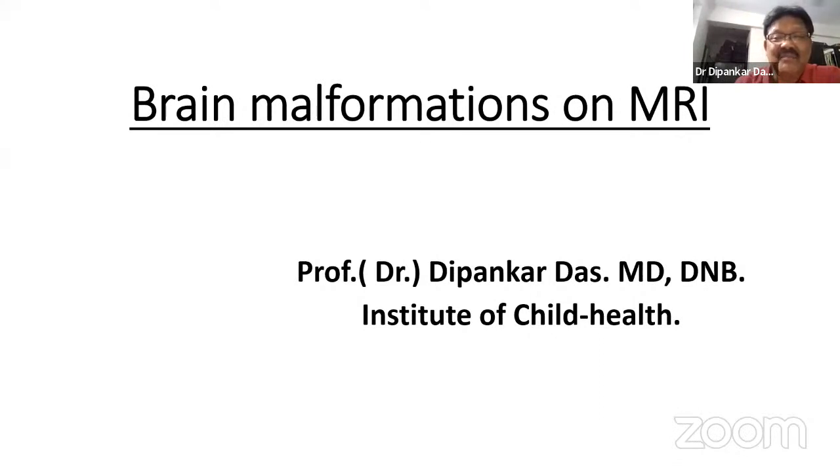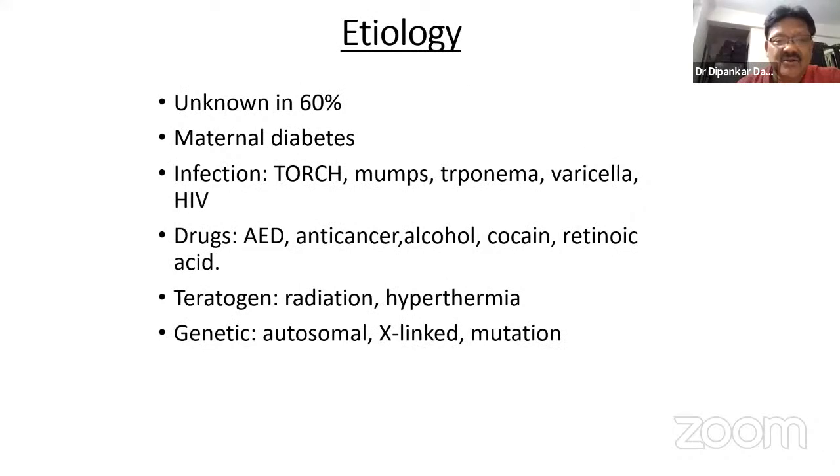So my topic of discussion today is brain malformations, which is an endless big topic, but we have to summarize these things in 20 odd minutes. The first thing is that why these things happen is mostly unknown, as you can see from the slide, about 60%. But the known factors like maternal diabetes, infections like TORCH and other viral infections are also important. Another important factor is drugs, especially commonly used anti-epileptics, and abused drugs like alcohol, cocaine, etc.